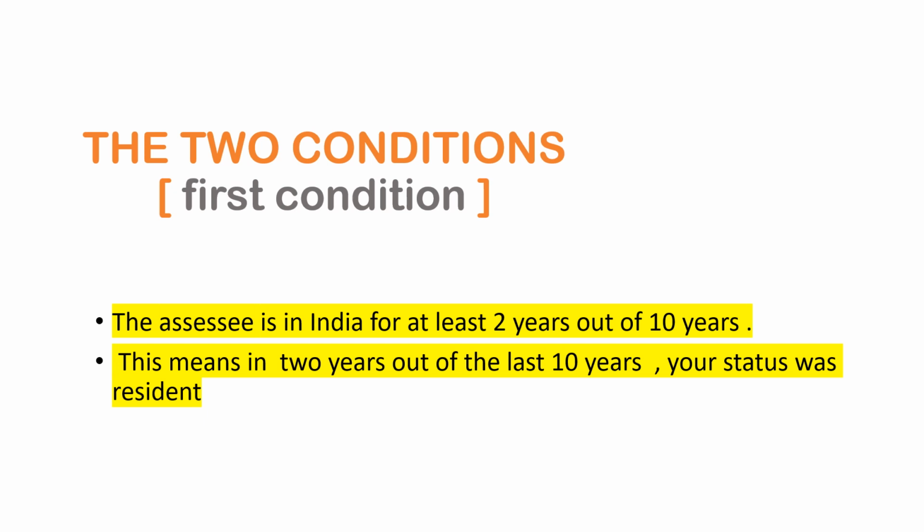Now, again I am having two conditions. The first condition says that the assessee is in India for at least 2 years out of 10 years. So in the past 10 years, he is supposed to be in India for 2 years or more. It can be 2 years, okay. It can be more than 2 years, okay. This line means that in the last 10 years, your 2 years' status should be of resident. This is the first condition.